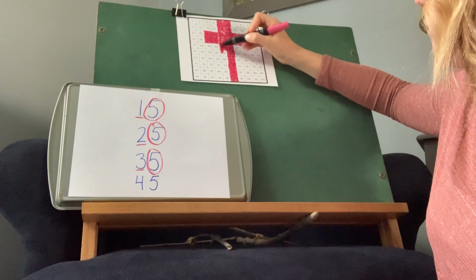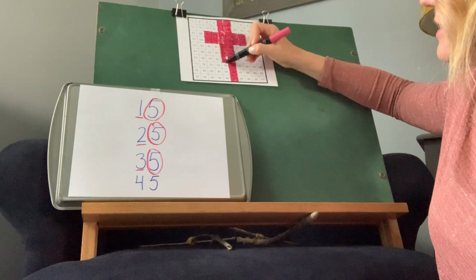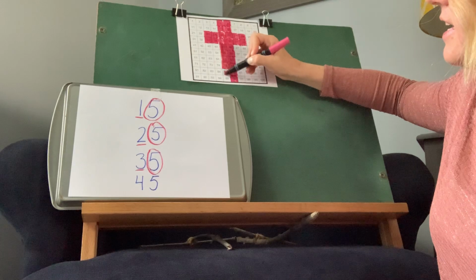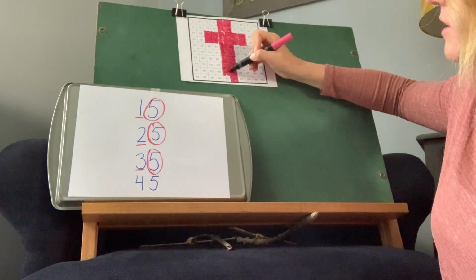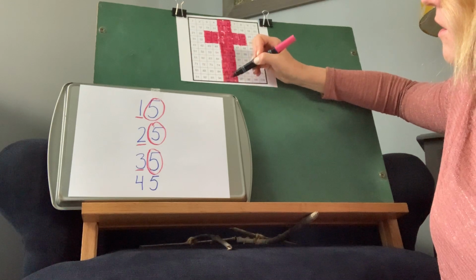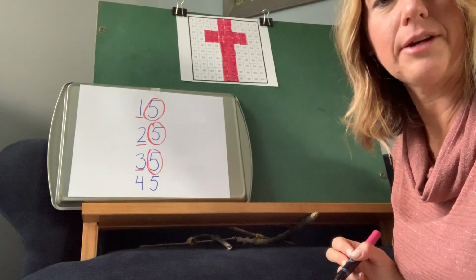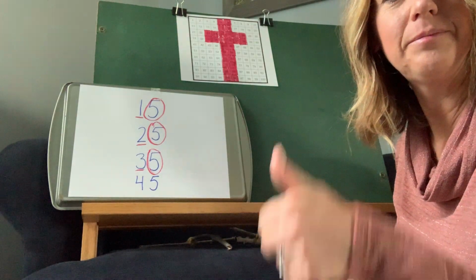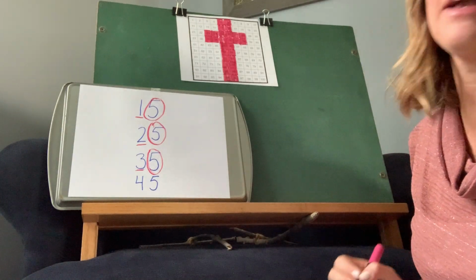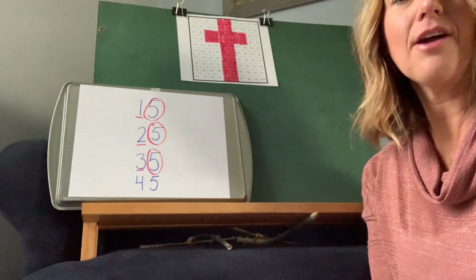35, 45, 55, 65, 75, 85, 95. I think I see a secret picture. Do you see it? Put your thumb up if you do. What did we make? I think we made a cross.